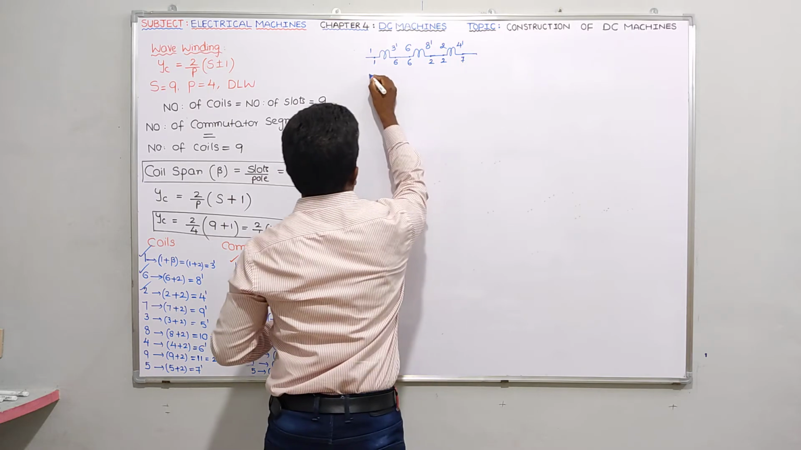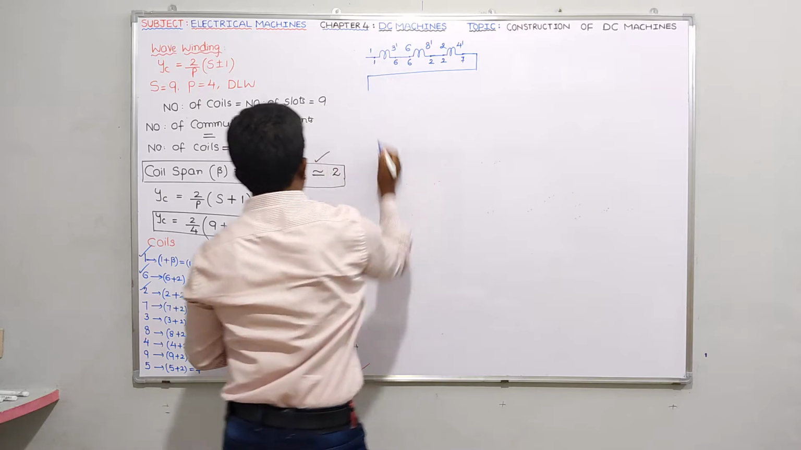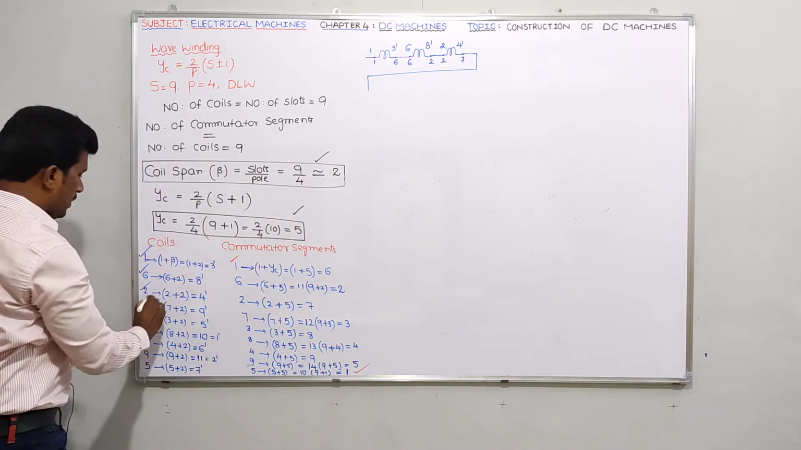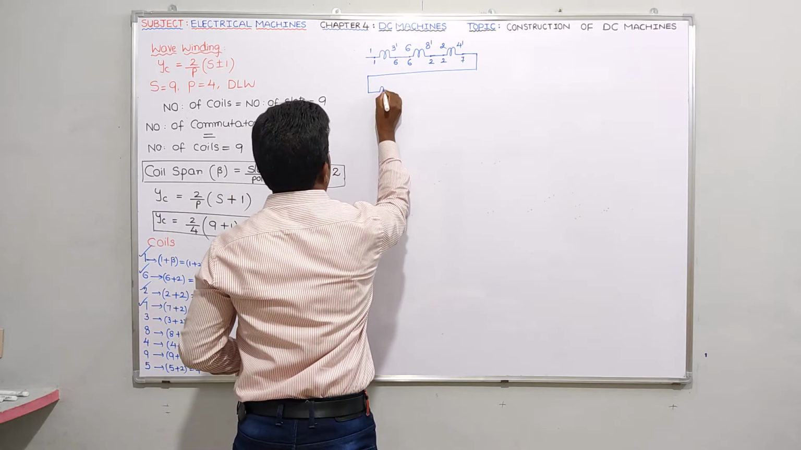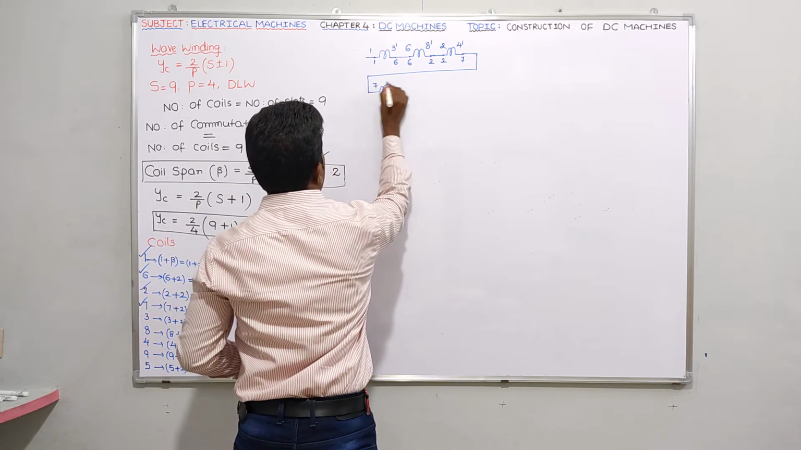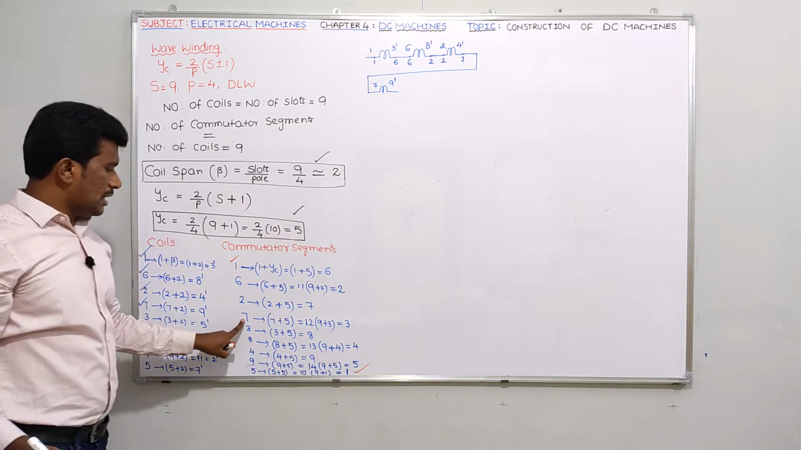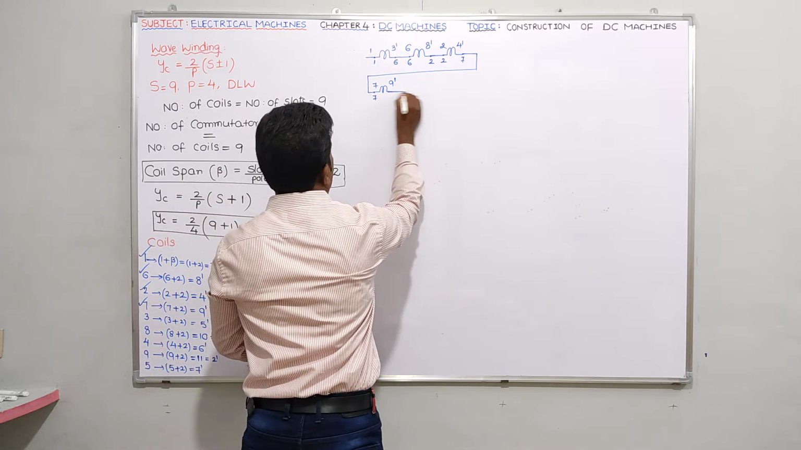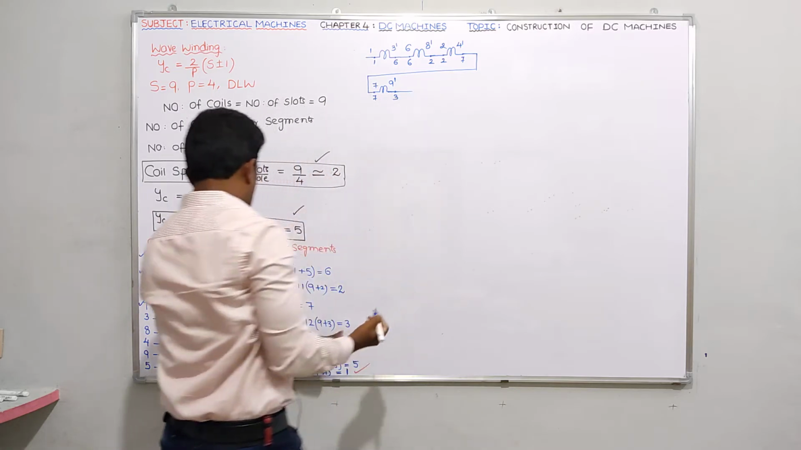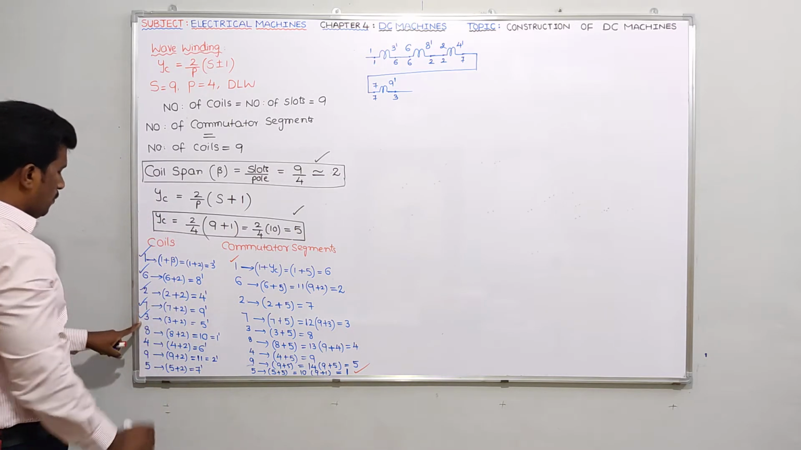So right now let me show the fourth coil. 7 9 dash is the fourth coil. It is connected between the seventh segment and the third segment. Next, this is nothing but the fourth one, right? Fourth one completed. Now let me show the fifth coil.